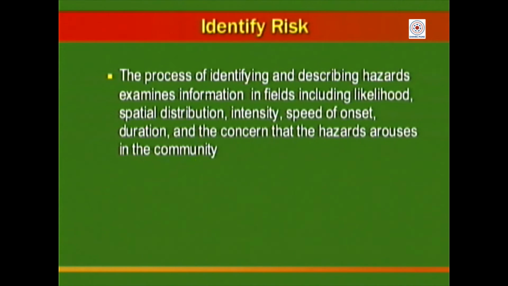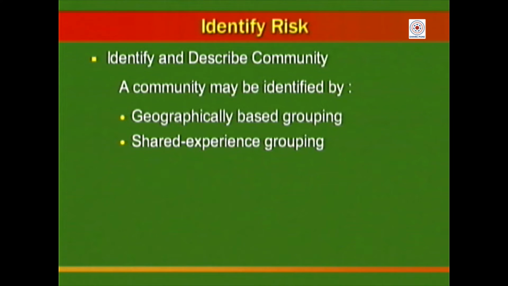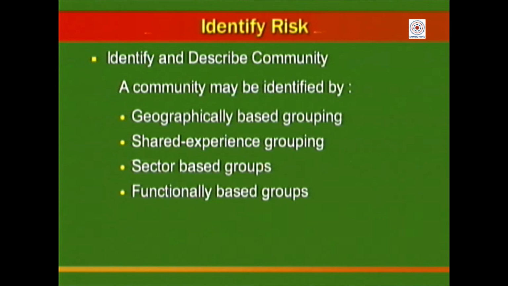The process of identifying and describing the hazard examines the information in the field, including likelihood, spatial distribution, intensity, speed of onset, duration, and the concern that the hazard arouses in the community. Identifying and describing the community: a community may be identified by geographically based grouping, shared experience grouping, sector based groups, or functionally based groups.